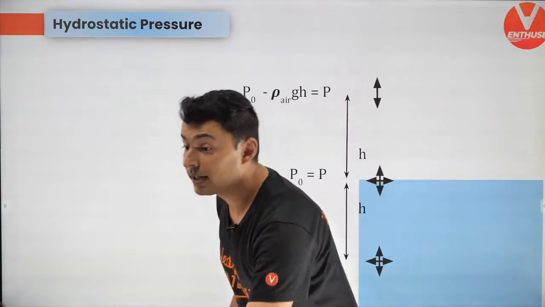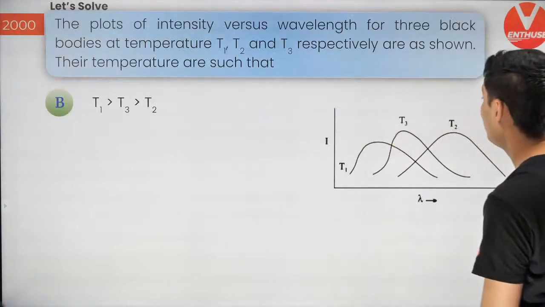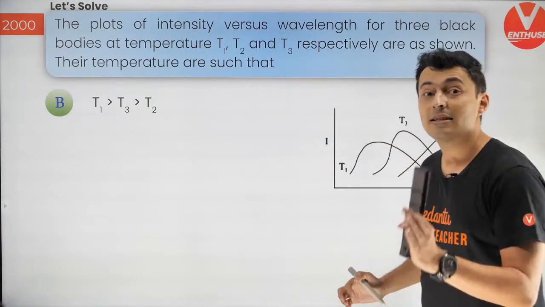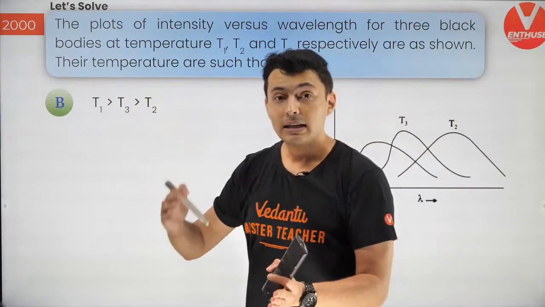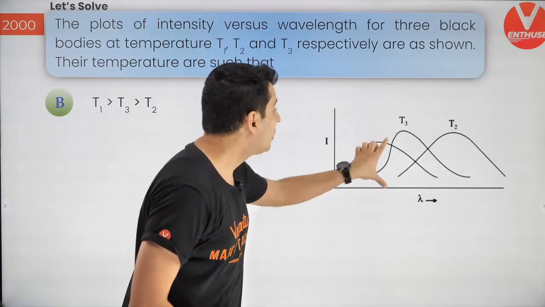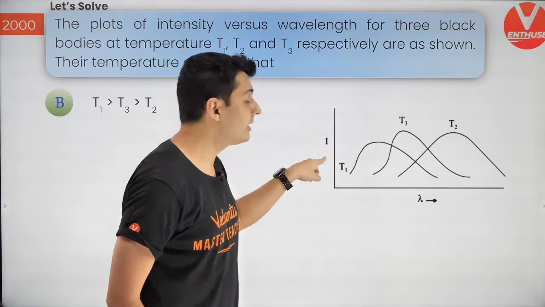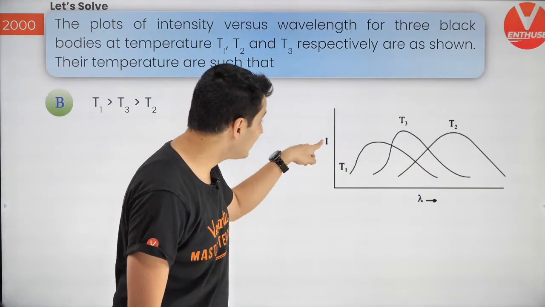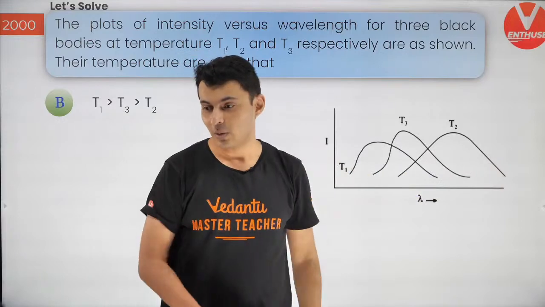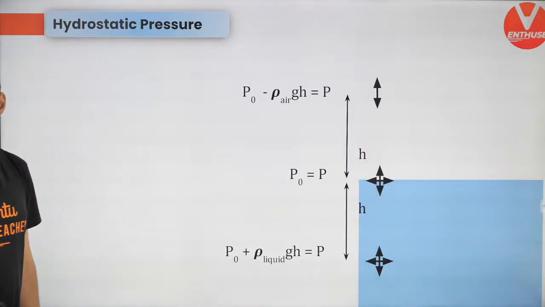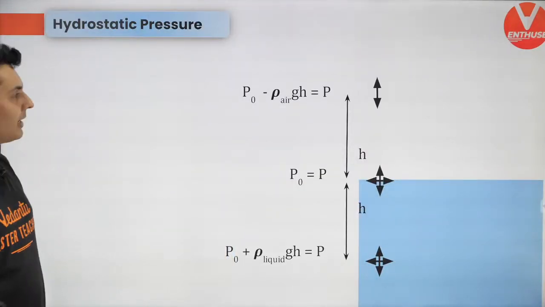No, no, no. It's not. No, Mr. Stark. Understand, when I say lambda max, it's the lambda at which the intensity is maximum. Do not check the height of the graph. T3 might be higher. This is intensity. This is not temperature. Be careful. This is intensity versus lambda graph. Okay.